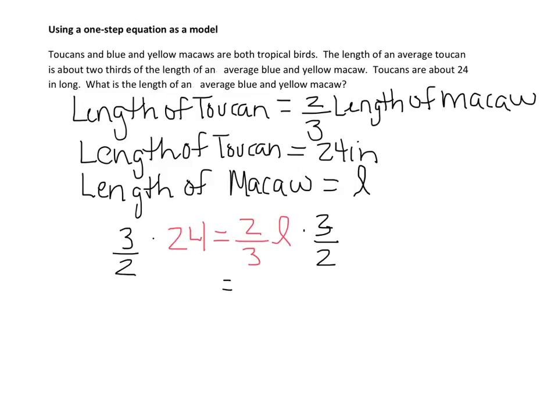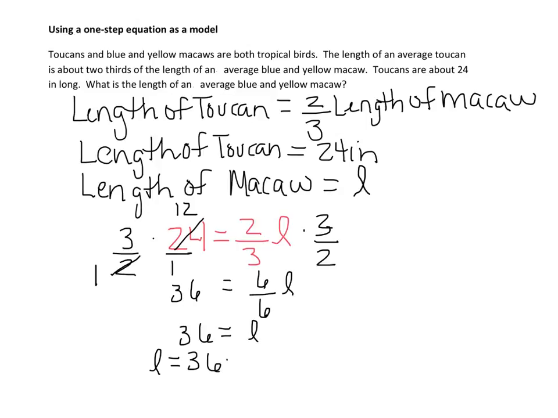So on the right side, we end up with 6/6 L. And on the left side, we could do the cross simplifying that I showed you earlier. This divides by 2 and gives me 1. This divides by 2 and gives me 12. And we end up with 36. So 36 equals L. Okay, and since we're talking about a measurement, the length of the macaw, L, is actually 36 inches.